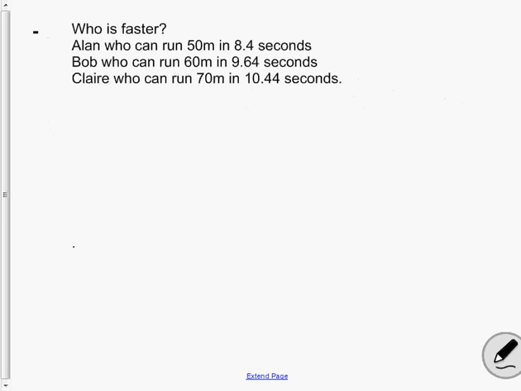And again, we don't have it. This would be 42. Who is faster, Alan? So for this one, Alan can run 50 meters in 8.4 seconds. What I'm going to do here, I'm actually going to change it up. You can do it either way. I'm going to go 8.4 seconds for 50 meters, and I'm going to figure out how long it takes them to do 10 meters each. So I'm going to set it up just like this.